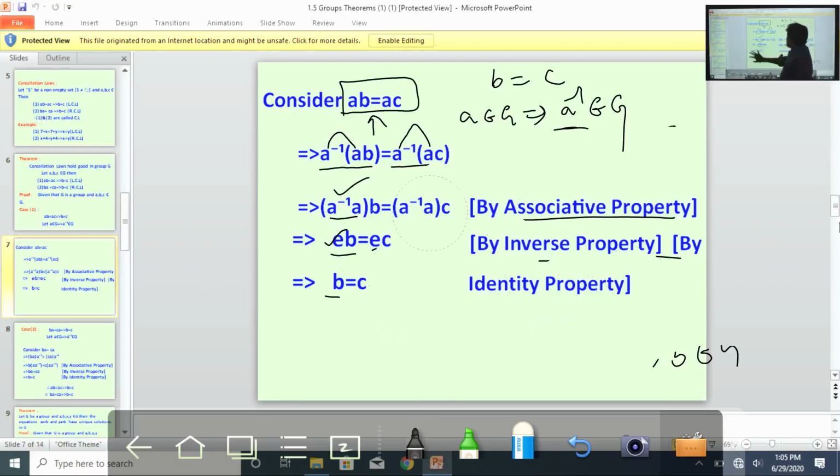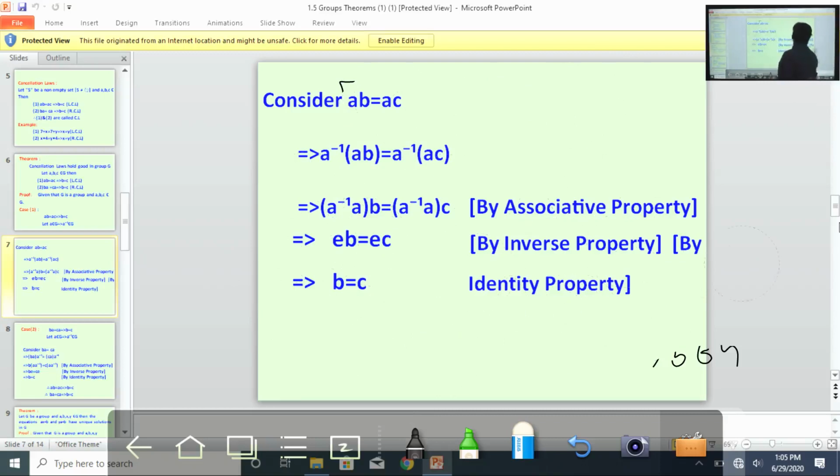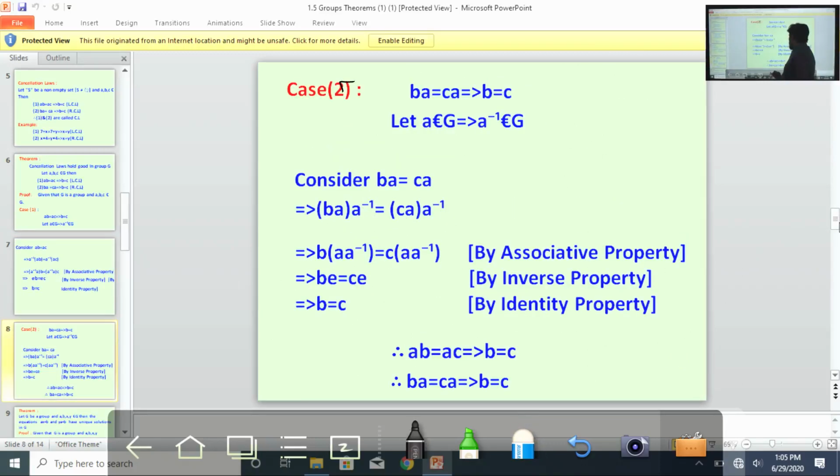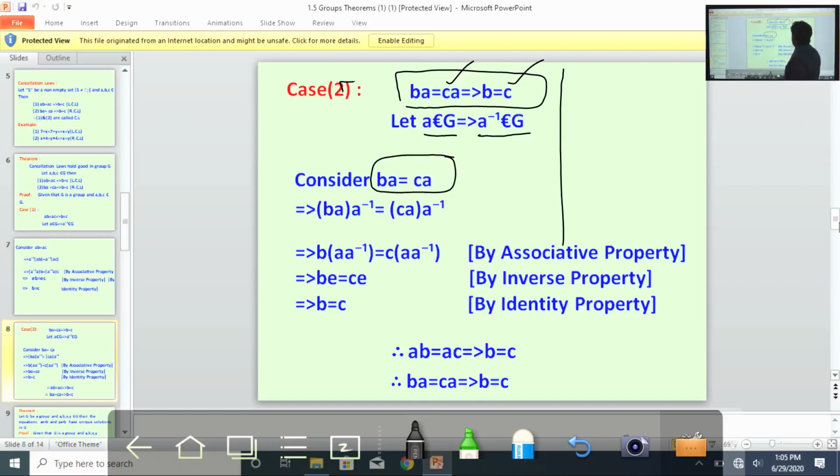Now coming to the second case, case 2. What is case 2? If BA equal to CA, then B equal to C. Right? Again you take A belongs to G. Clearly A inverse also belongs to G. Again consider BA equal to CA. Now multiply this equation with A inverse on right hand side.